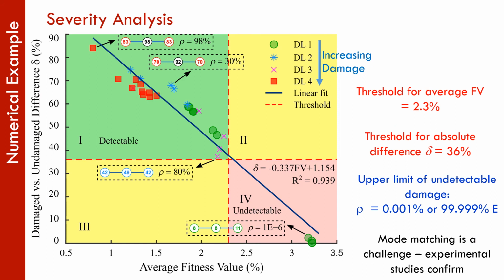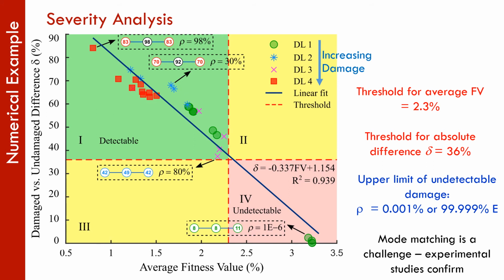The results of the severity analysis are shown here. The horizontal threshold is 36%. Any absolute difference above that shows a good difference between the measurements. If you look at the vertical threshold, it is 2.3% fitness value. Anything lower than that average fitness value tells us that we have good numerical accuracy.